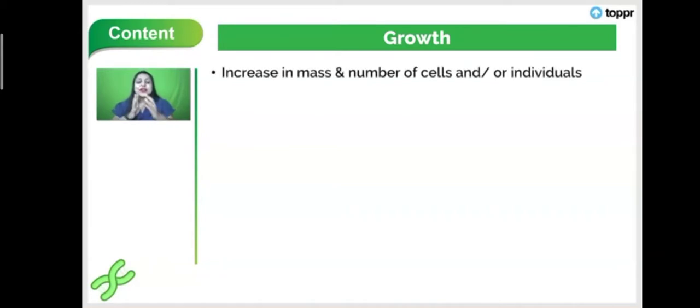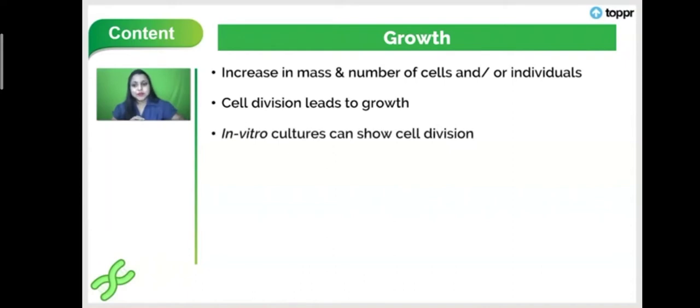So what is growth? Well, growth is increase in mass or the number of cells and or the individuals, right? So whenever the mass or number of cells or the individuals increase, we call it growth. Now, the cell division leads to growth. So you know that living organisms are composed of cells. When these cells divide, they lead to growth of an individual.